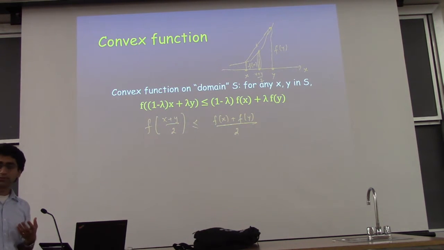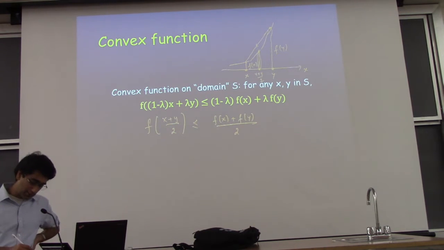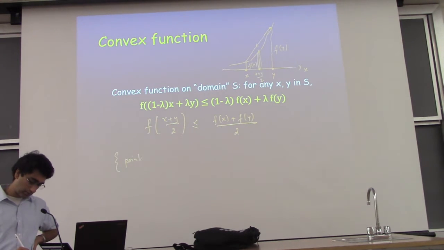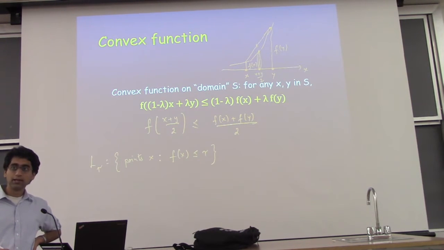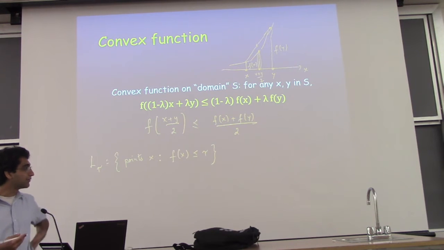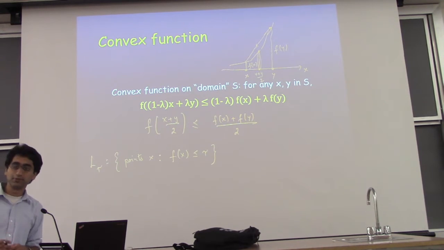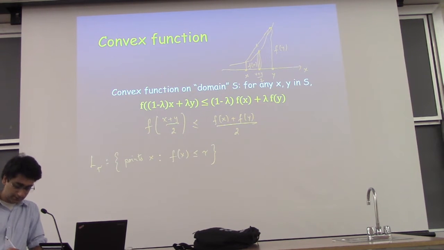So the area above is not very well defined. So what you say is you look at what are called level sets, which is the set of all points x such that f of x is less than or equal to some threshold tau. Let's call this L sub tau. And a function is convex if and only if L sub tau is a convex set for every tau. So this turns out to be equivalent.